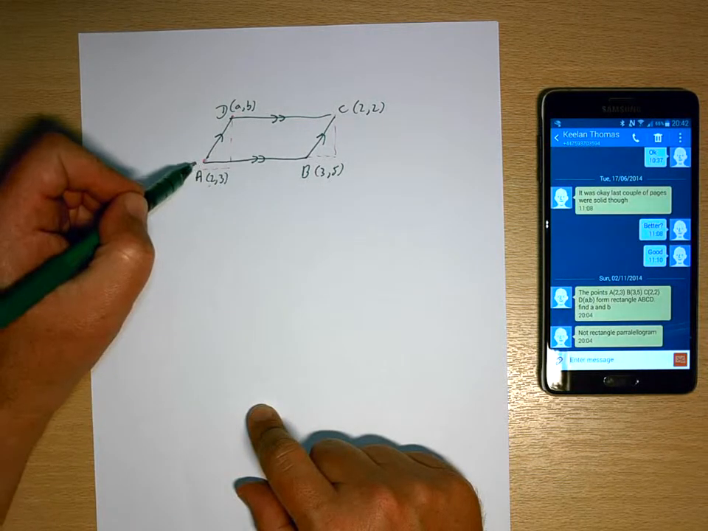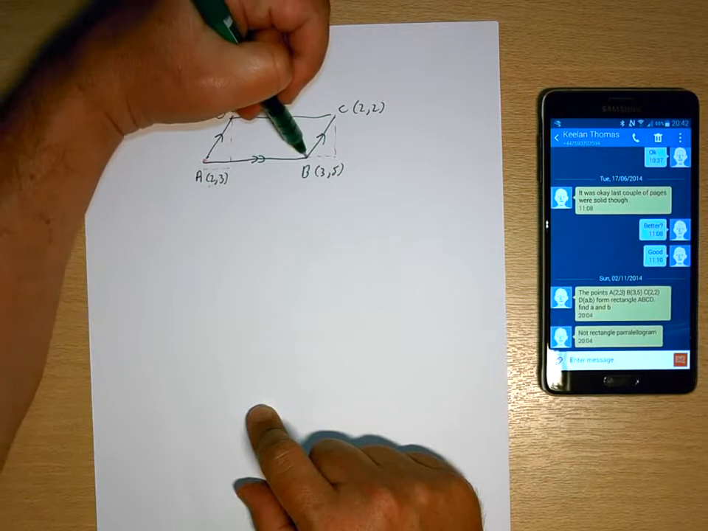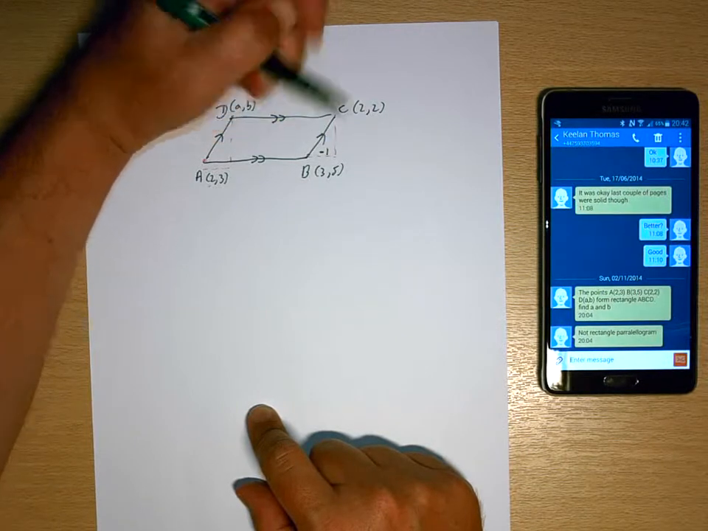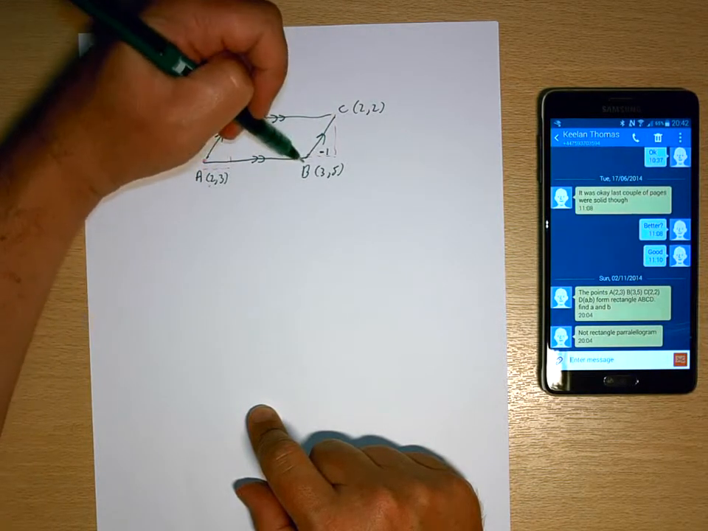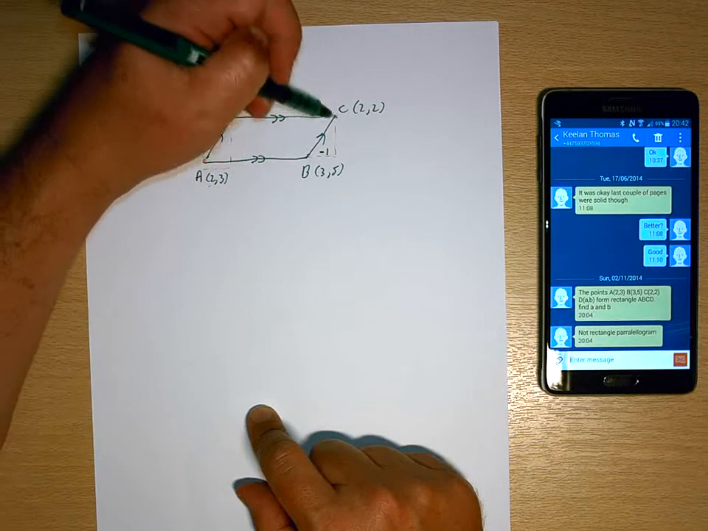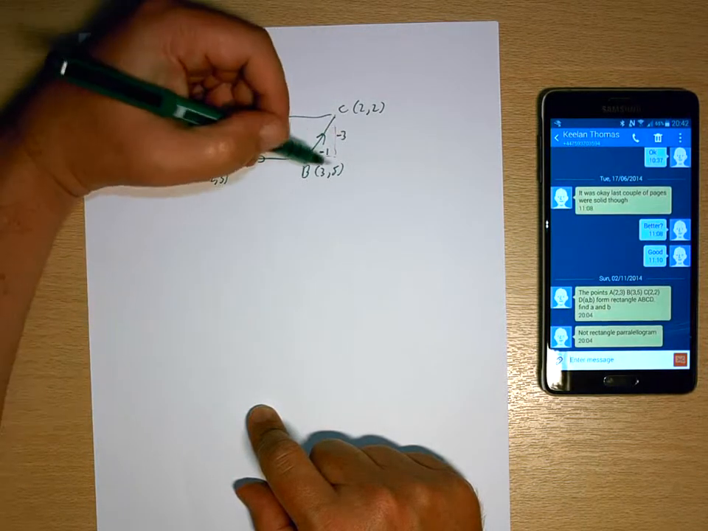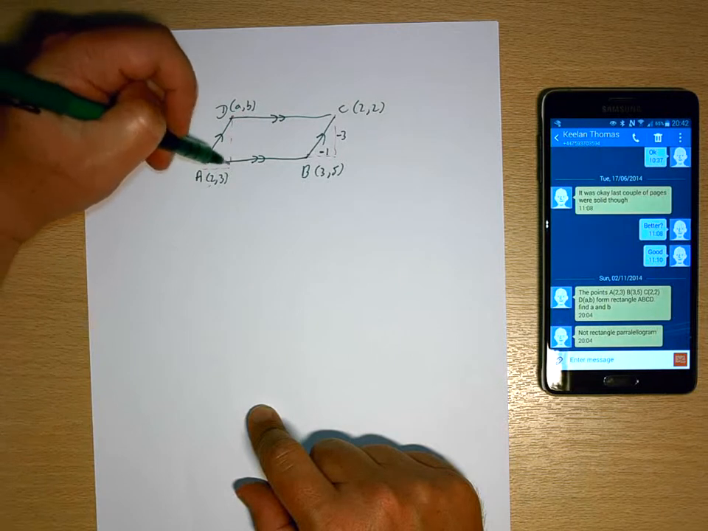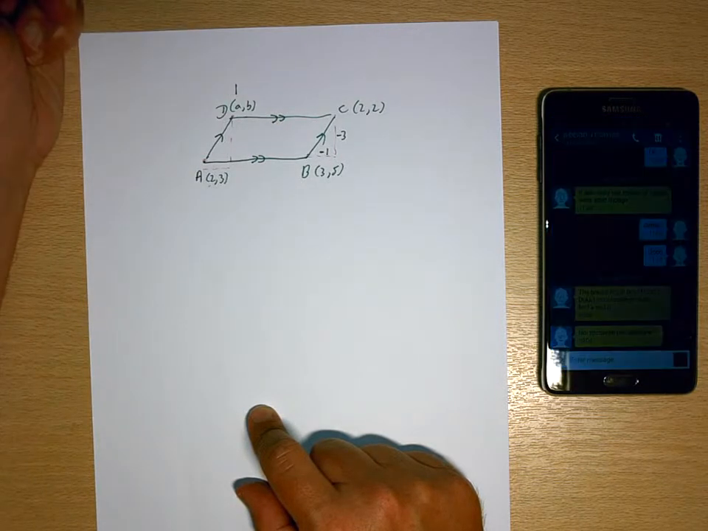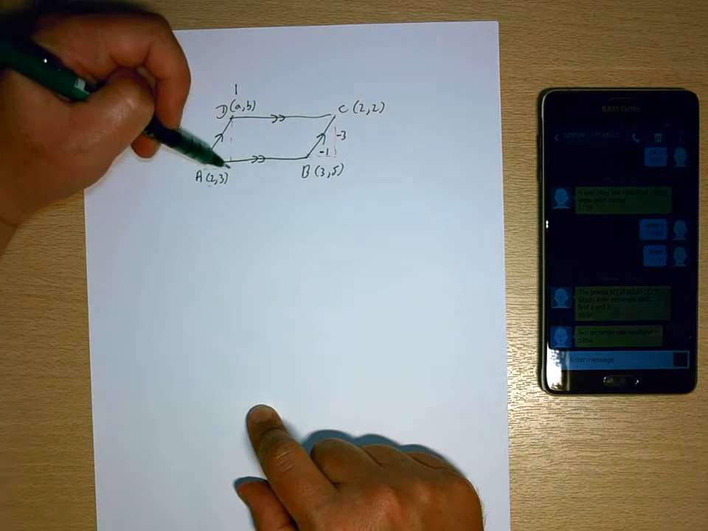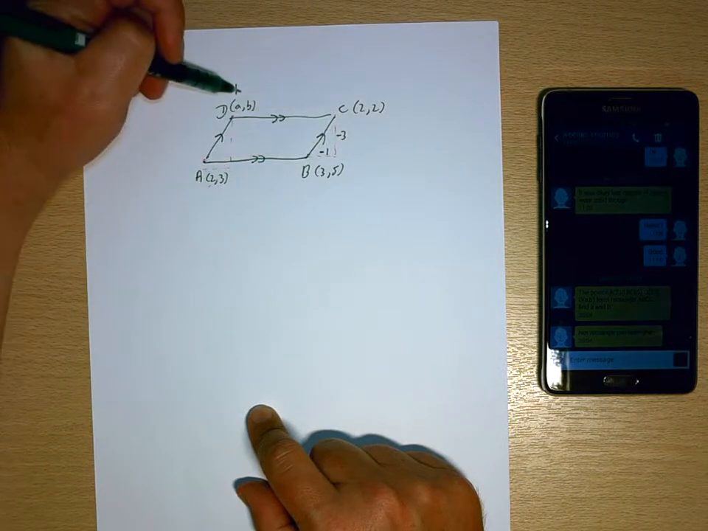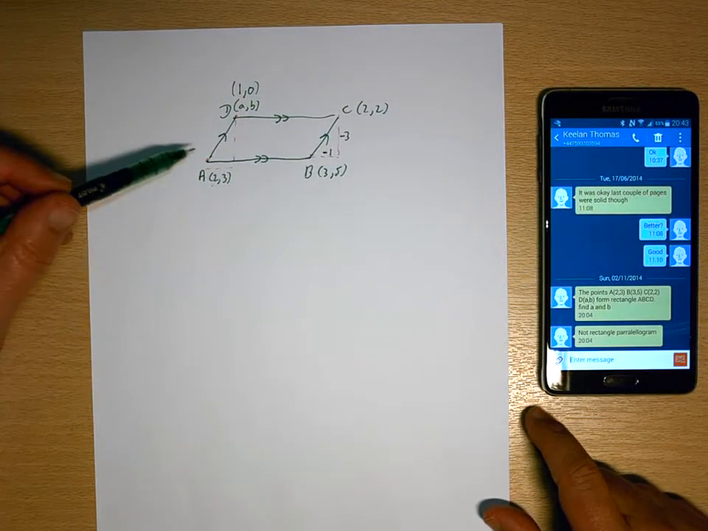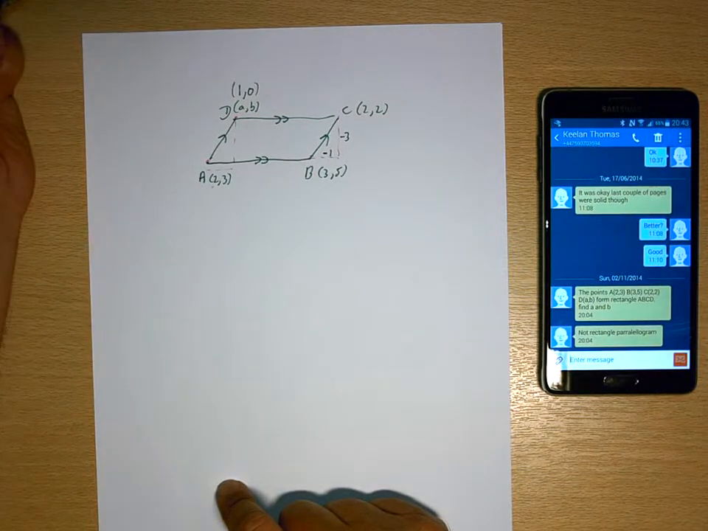So in order to go from B to C, I've got to go from 3 to 2, so I'm going -1 in that direction, and then in this direction I'm going from 5 to 2, so I'm going -3. So that means that in order to go from A to D, I've got to go 2 and then -1, which is 1, and then 3 and then down 3, which means I end up at 0. So I reckon that D has got the coordinates (1, 0).